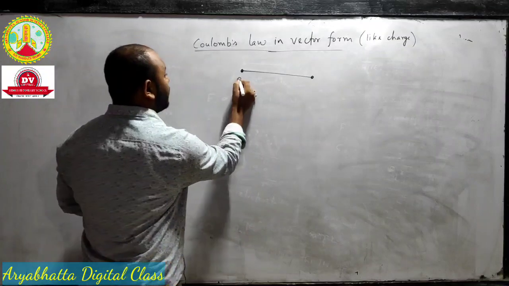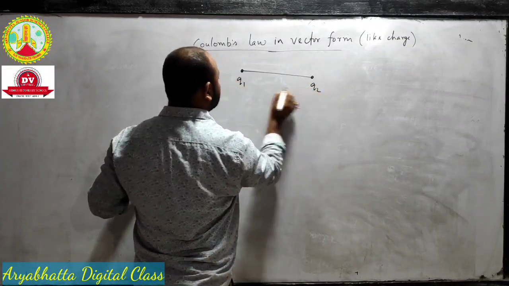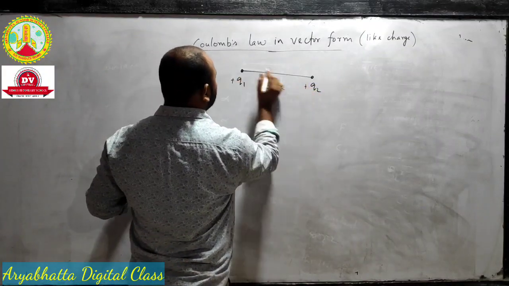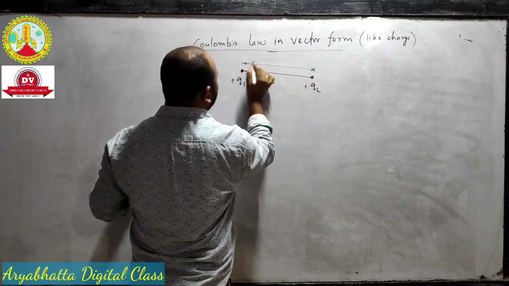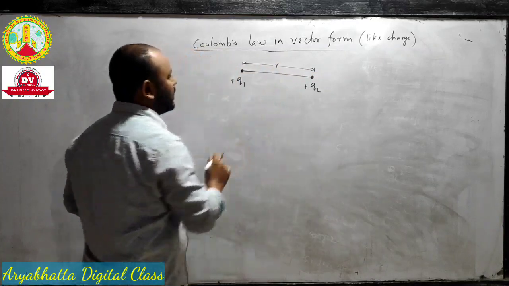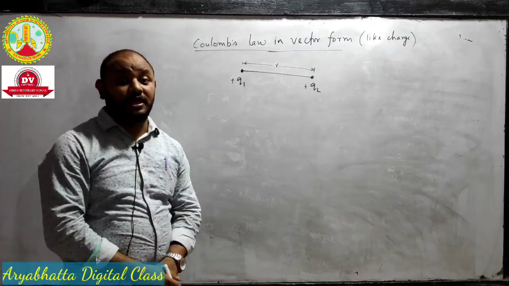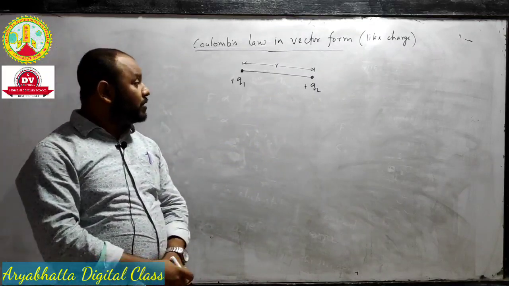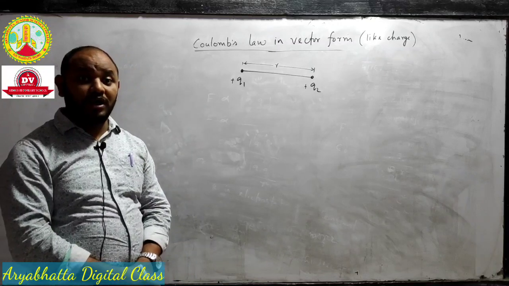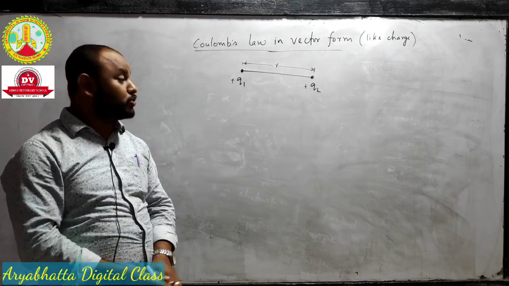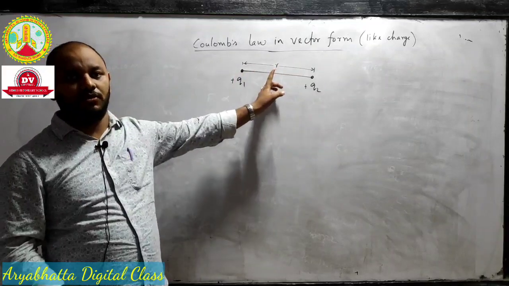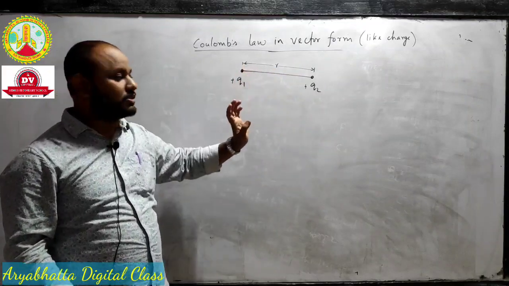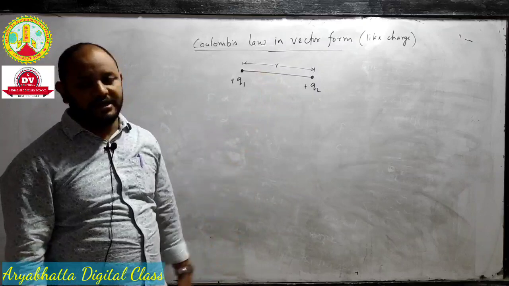That means Q1 and Q2, these are the two positive charges separated by a distance r. So both charges are positive. Remember, Coulomb's law is only valid for point charges. That is why these are Q1 and Q2. These are the point charges separated by a distance r.